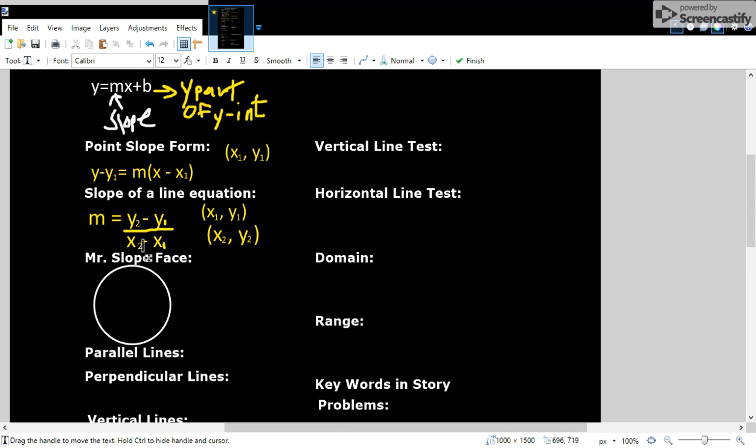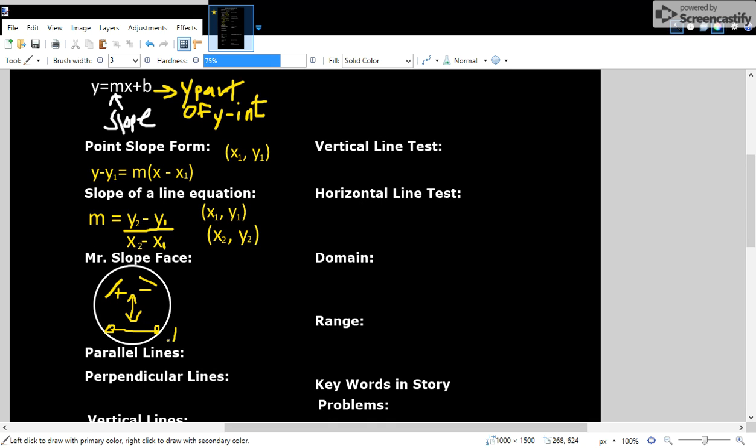Okay, next we have Mr. Slope Face. Let's see, we have the increasing positive slope. We have the decreasing negative slope. We have our vertical x equals undefined slope. And we have our horizontal zero slope, y equals.